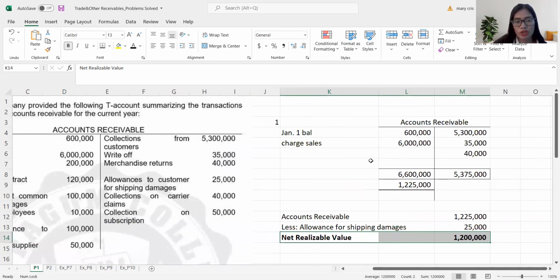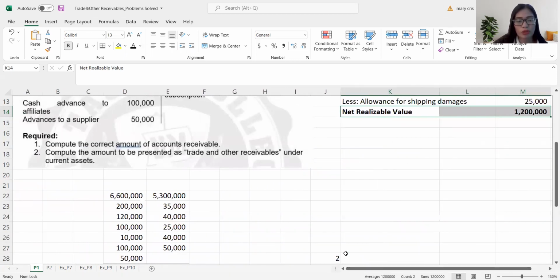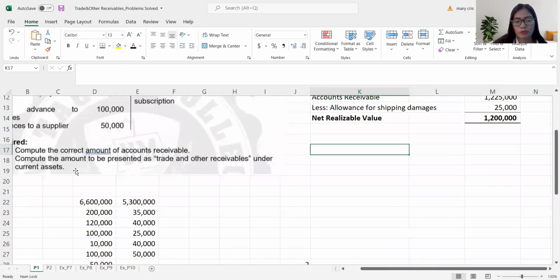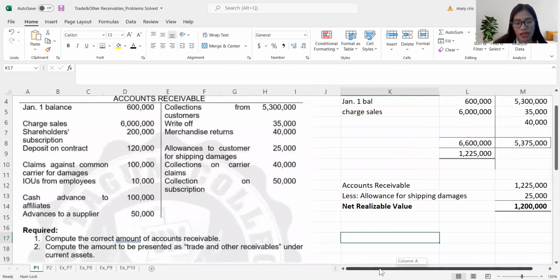So let us now proceed to the second requirement. The second requirement is to compute the amount to be presented as trade and other receivables under current assets. Before we can do that, I would like to prepare an adjusting entry so that we can reclassify the specific items here which should not be under your accounts receivable.